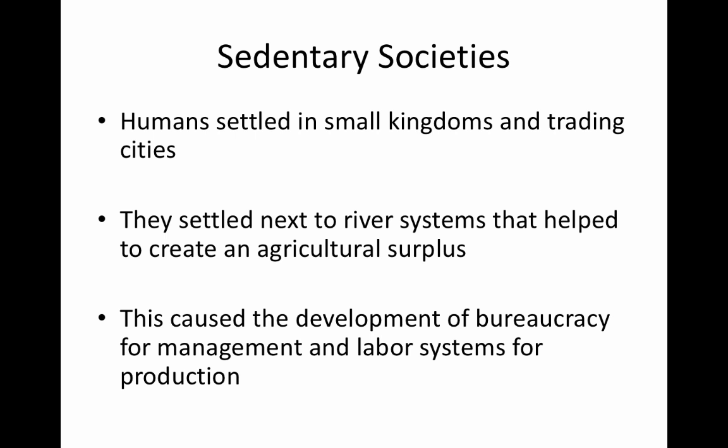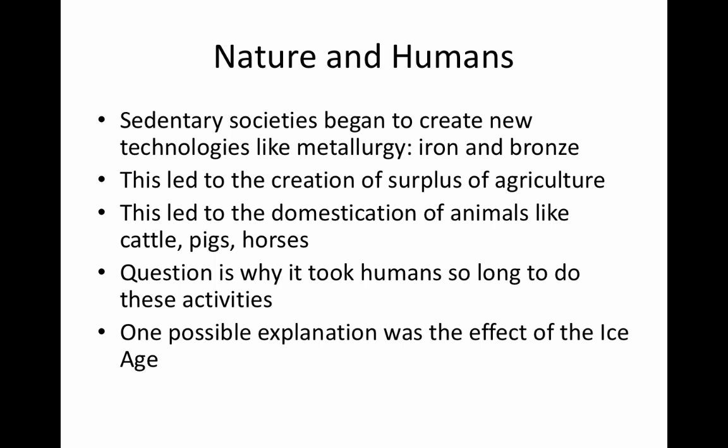So next to these river systems, they would create irrigation systems, and they would use the river to create agricultural surpluses. Now this demanded some way to manage these agricultural surpluses, and they did this through the development of bureaucracy. So they would create offices within their governments in order to manage irrigation projects and the production of food, as well as the protection of land and so forth.